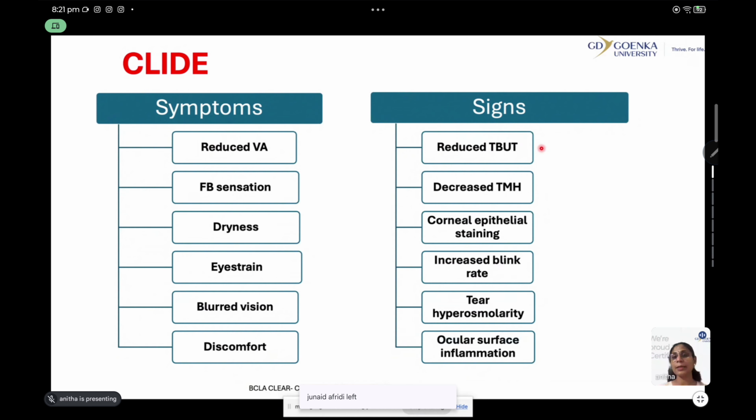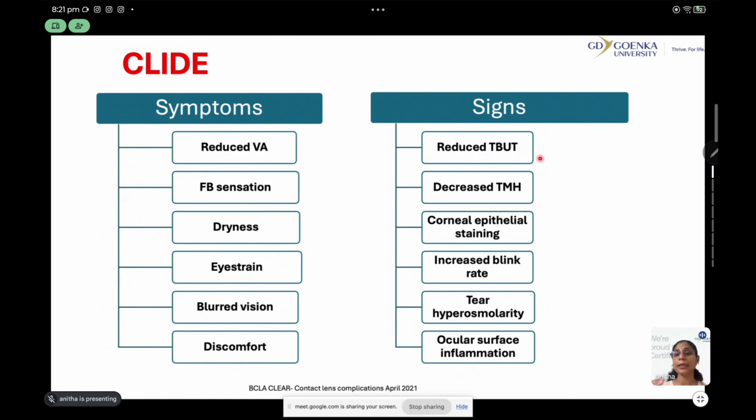So coming to the signs of CLDE, you will notice that the person has a reduced tear breakup time. How you measure the tear breakup time is very important. The Tear Film and Ocular Surface Society recommends that you measure the tear breakup time non-invasively. That is most preferable. When you're using a non-invasive tear breakup time, the cutoff is 10 seconds. But when you instill fluorescein, the cutoff becomes 5 seconds.